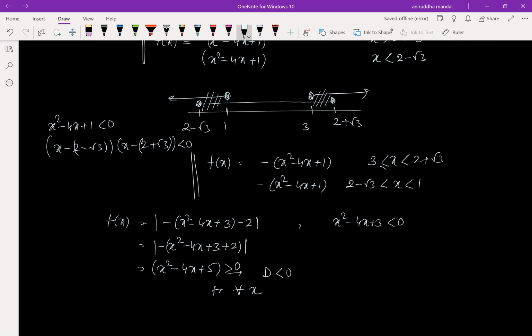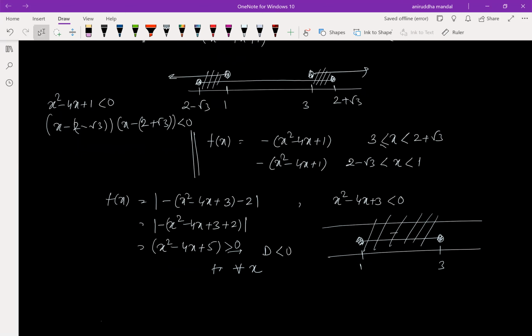Okay, so which means for our less than condition, this is 1, this is 3, we have to check between 1 and 3. So this is negative. Okay, and our second portion is all real values, so which means this is the portion. So in between this function f(x), which is x square minus 4x plus 5, when x lies between 1 and 3. Okay, so this is the third equation.